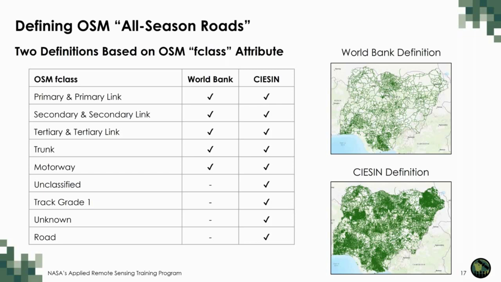This table shows the five OSM F classes that the World Bank included in their definition of all-season roads for those three countries for which they used OSM data. Our visual inspection of roads in imagery during our pilot run with Nigeria, Colombia, and Spain indicated that four additional F classes quite often looked to be in good condition, though there was variability between countries. We decided to expand the definition of all-season roads to include these four and ran the analysis with both definitions so we could compare results.